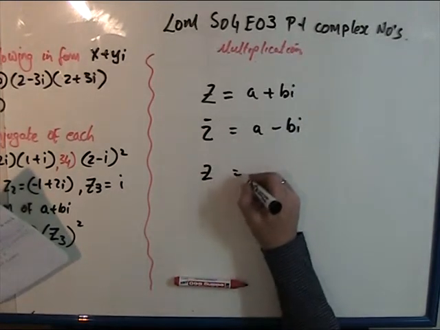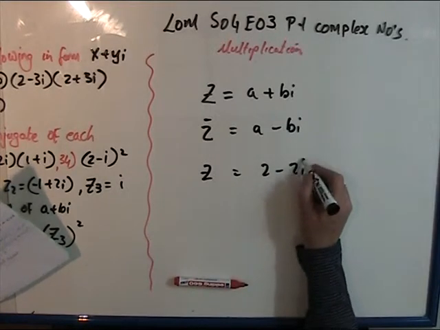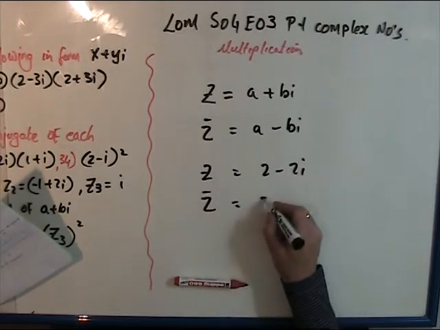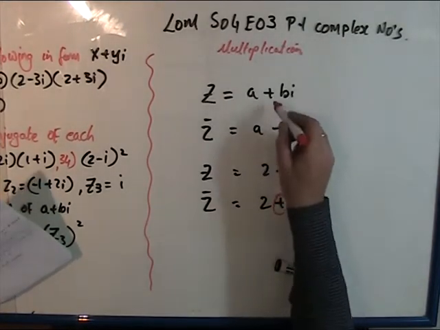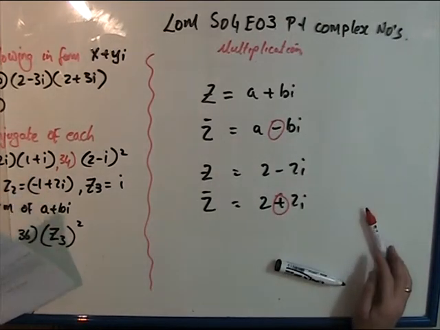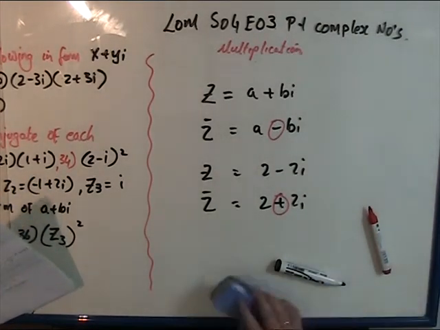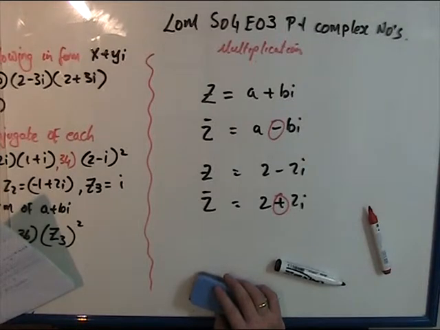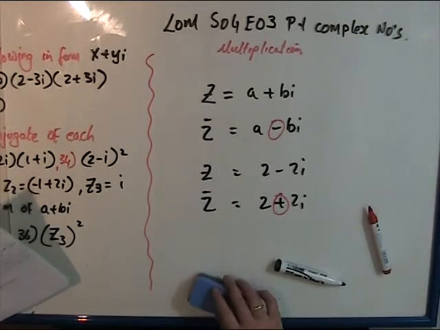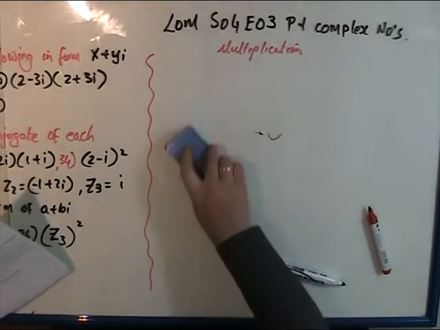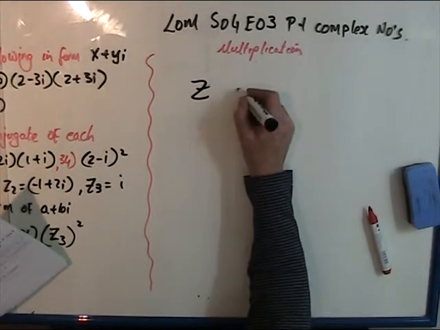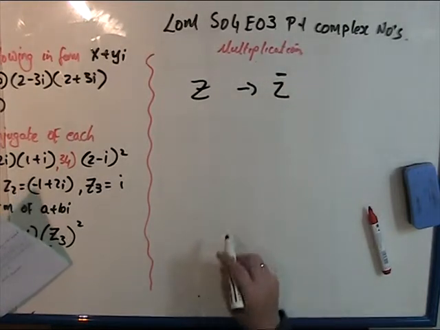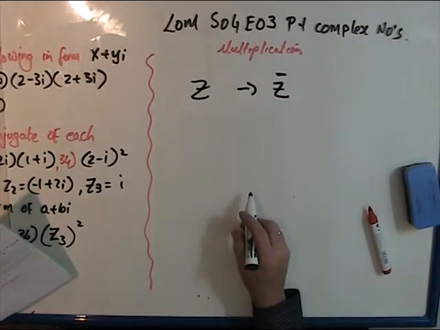So if I said z is equal to 2 minus 2i, I know the conjugate of that is going to be 2 plus 2i. Do you see what I did here? I changed the sign. You change the sign, multiply it by a minus. So that's conjugates. z is the ordinary number, and the conjugate is when it's changed. It's got a bar over it like that, to say that it's the conjugate form.